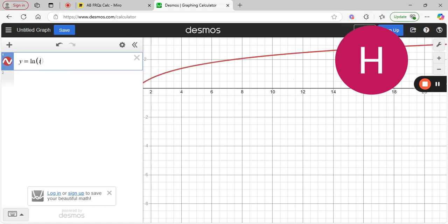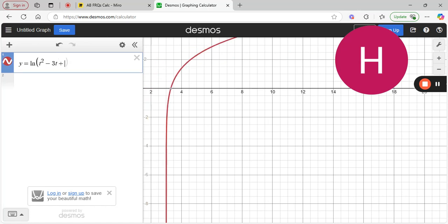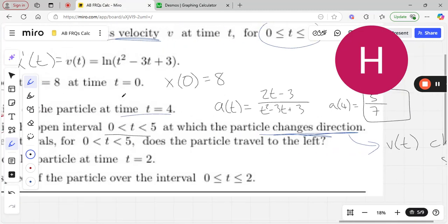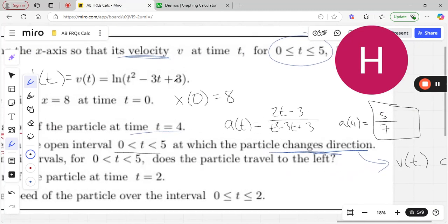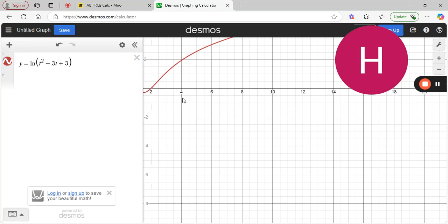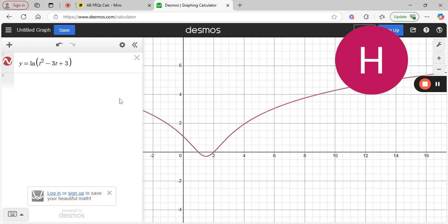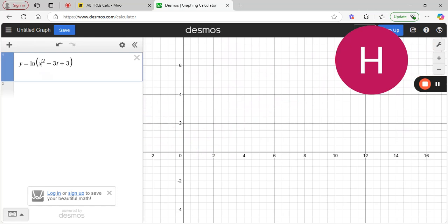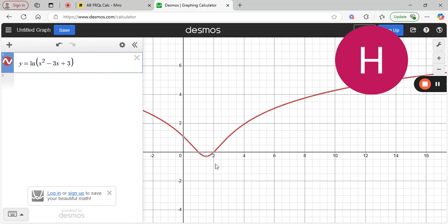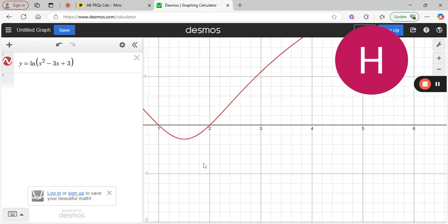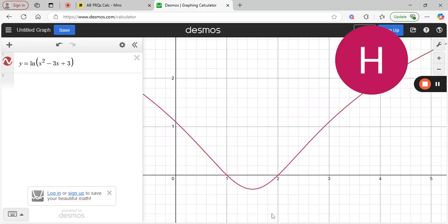ln of t squared minus 3t plus 3, was it? Let's go back and double check that I'm inputting that correctly. Yeah, t squared minus 3t plus 3. And notice that it picked up on me writing t instead of x, and it was cool with it. Usually I like to write x. And now t becomes a slider. X takes priority. Okay, so from 0 to 5, we really only care about this portion here. And it looks like it changes twice.